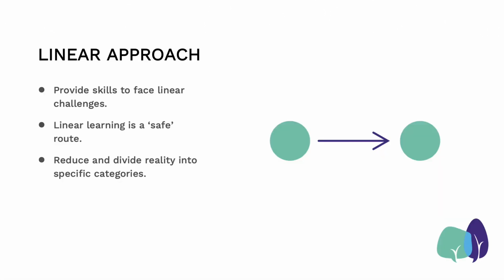Linear approach provides the skills to face linear challenges that are no longer there when students finish the training. Linear learning is a safe route, especially in environments where strict rules apply. Linear approach tries to reduce and divide reality into specific categories or lines to simplify the training process.